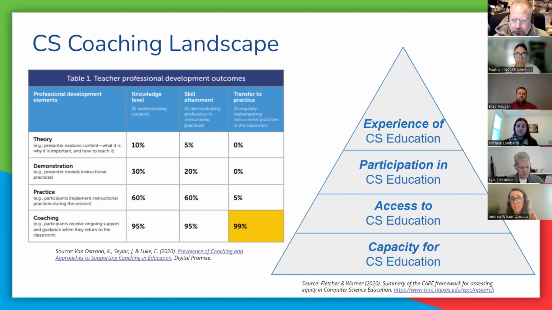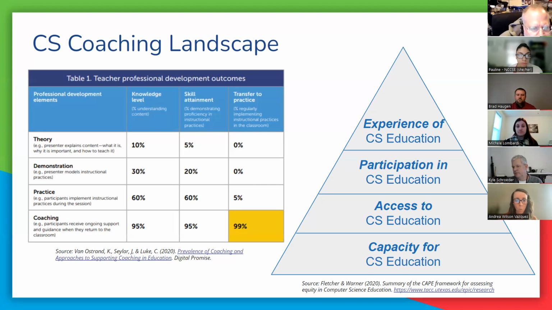Why we decided to engage in a coaching framework is because we just kept seeing again and again that coaching is a really effective way of supporting professional development outcomes. So if you attend a training, what is the most supportive way for a teacher to be able to implement what they see in those trainings? It's actually been found, in a study done by Digital Promise, that coaching has yielded 99% transfer to practice, at least in that study. So when teachers attended a PD and then received ongoing coaching and support, their transfer to practice was really effective.